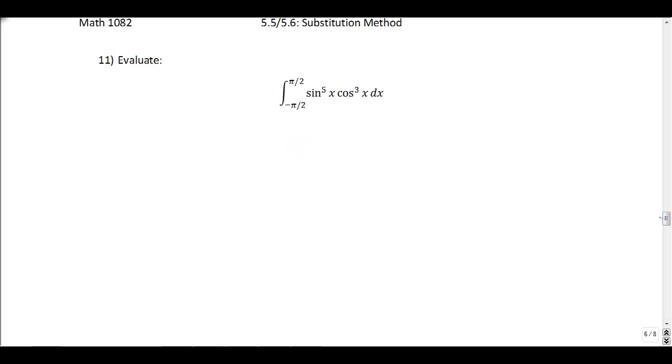Okay, now this one I'm going to use something I mentioned at the start of the last question, and that was this is actually going to be an odd function where I'm integrating from negative pi over 2 to pi over 2. So my bounds are sort of balanced here. So when I do this, let's say f of x is sine to the 5th of x times cosine cubed x. Well, if you looked at f of negative x, you would get sine to the 5th of negative x times cosine cubed of negative x.